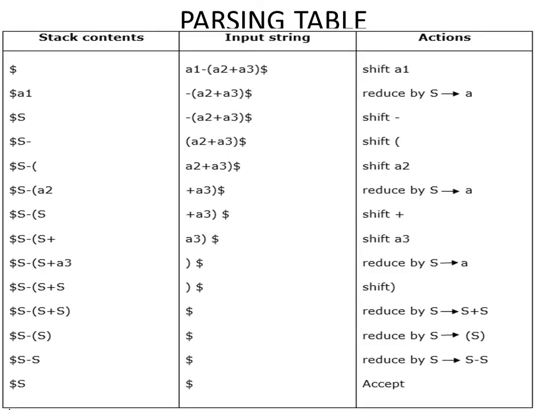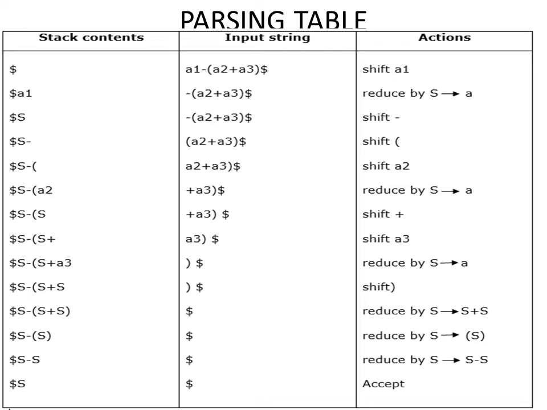See, this is the parsing table for the example. There are three columns: the stack content, the input string, and the action performed. Initially, dollar will be in the stack content, and the input string will be a1 minus a2 plus a3 with dollar. The action will be shift a1. The symbol a1 will be shifted to the stack.